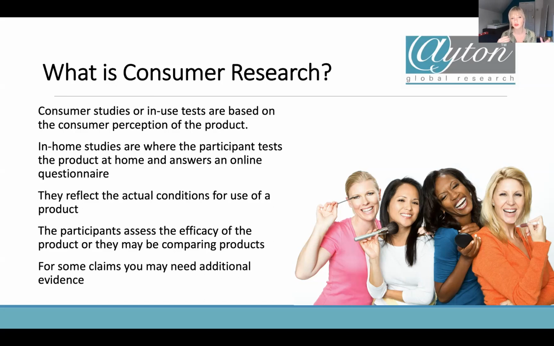But generally, as we've mentioned several times, it's about the consumer's perception of the product. So usually we're sending the product to consumers to test at home. There are other types of consumer research, but really most tests that we conduct, 99% of the tests we conduct for claim substantiation, the products are being tested at home by the volunteers and they answer an online questionnaire. So it really is the most relatable kind of research that a consumer can have about a product. As we've discussed as well, they might be assessing the efficacy of the product on its own, or they could be comparing the products. So it's a great opportunity to get some benchmark testing in there, or look at some other formulations.